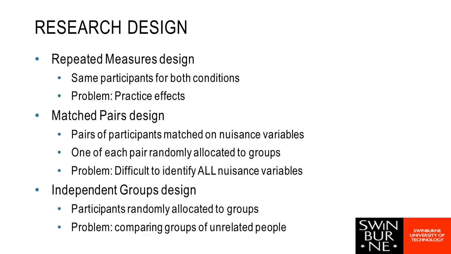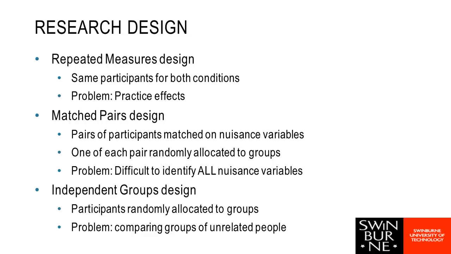One of the ways that we go about this is with different kinds of research design. We've got three main sets of design that we learn about in this unit. The first one is called repeated measures. With repeated measures, we have the same participants for both conditions. So for our blood alcohol example, we would have the same participants doing the driving course when they are sober and then after they've had some alcohol.